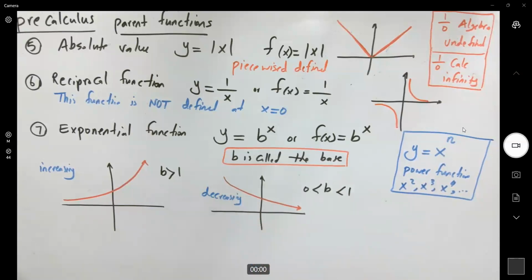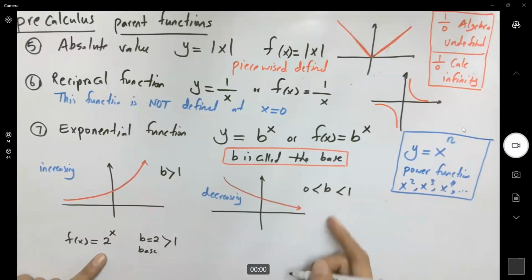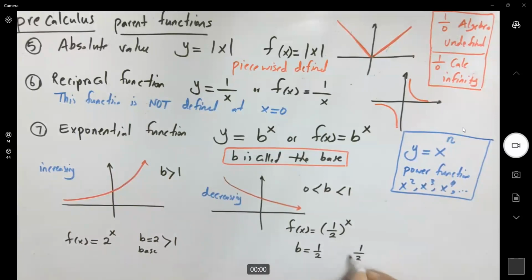So for example, if you have f of x equals 2 to the x, you expect the graph to behave like this, because b is 2, the base, and the base is larger than 1. However, if you have f of x equals a half to the x, your base is a half. Your base is in between 0 and 1. So we expect the graph behaves like this, a decreasing graph.